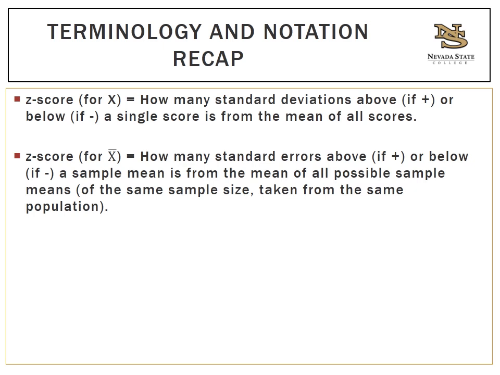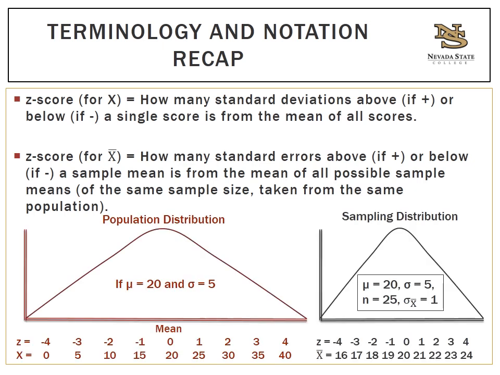And remember, when we look at the sampling distribution, we're looking at all possible sample means of the same sample size taken from the same population. I'll show you some examples of that in a minute. If it's a positive z-score, that means your sample mean is above the population mean. If you have a negative z-score, that means your specific sample mean is below the population mean.